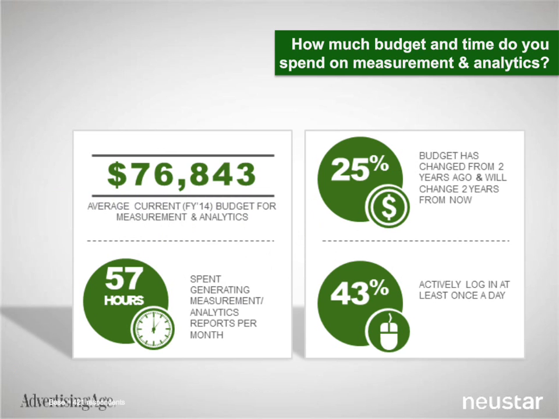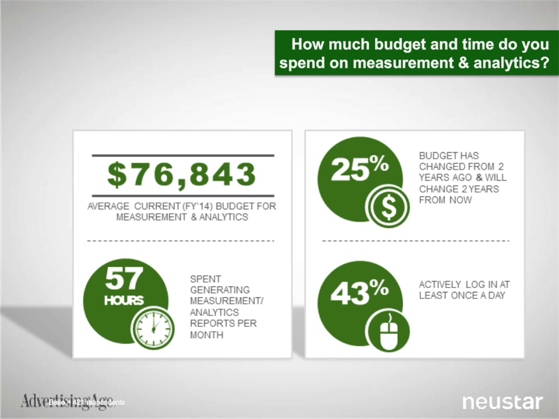Now let's break that budget down into the time that's spent and the amount of money that's spent. So if we look at the average current budget that marketers are spending on measurement and analytics, you'll see that it's about $77,000. And that's annual, which tells you it's just about $6,000 or $7,000 a month that's being spent on measurement and analytics. And 57 hours are being spent per month on generating analytics reports.